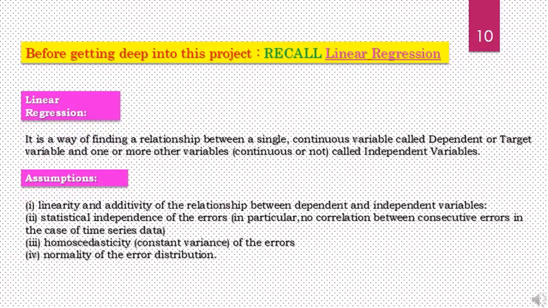Before getting deep into this project, take a brief look at linear regression. It is a way of finding a relationship between a single continuous variable called dependent or target variable and one or more other variables called independent variables. Assumptions: linearity and additivity of the relationship between dependent and independent variables, statistical independence of the error, homoscedasticity of error, normality of the error distribution.